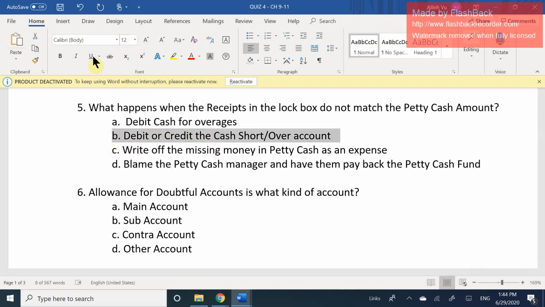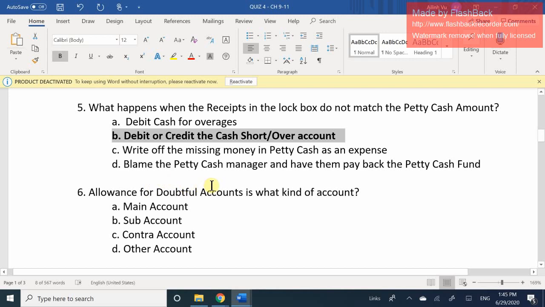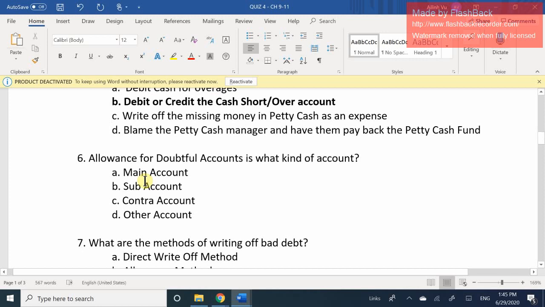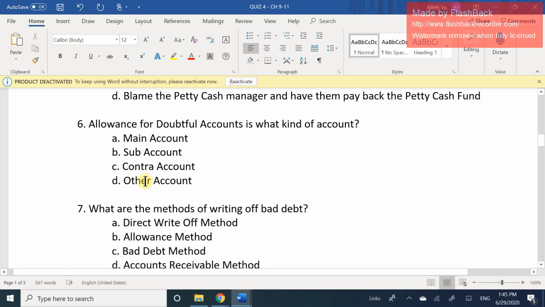You do not ever blame the petty cash manager and have him pay it back. No. He's not responsible. That's not his money. If he is responsible for taking the money, then yeah, you can blame him. But then again, yes. All right.